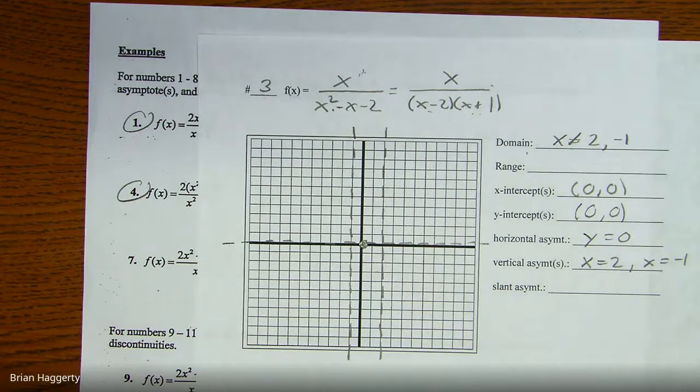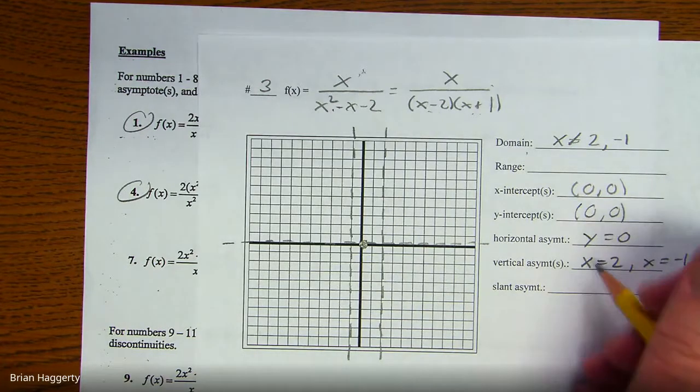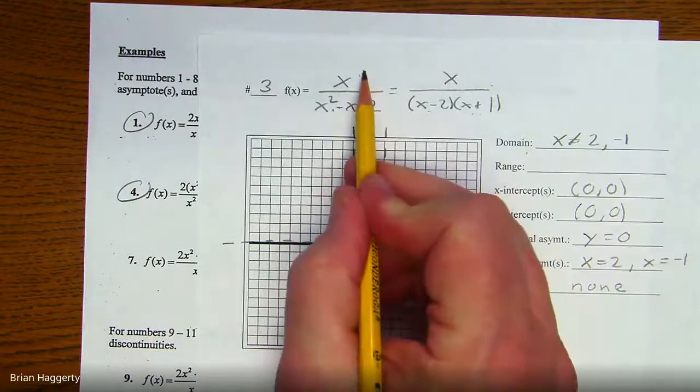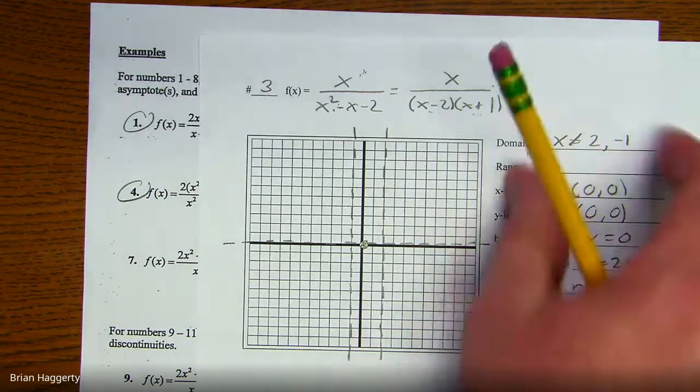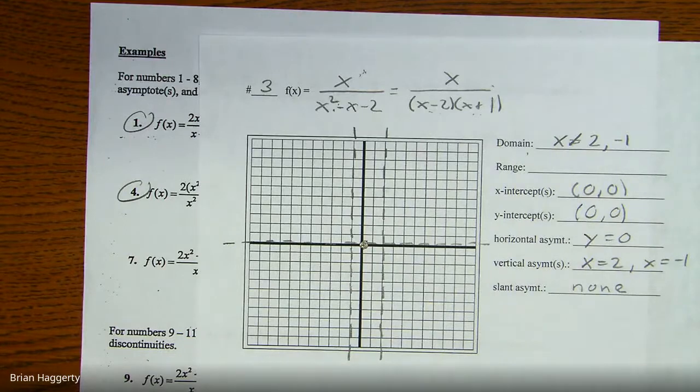Okay, if you have a horizontal, you can't have a slant. The slant is going to happen when the degree of the top is exactly one more than the bottom, and that will be one of the variations we get to tomorrow. And all of this stuff that I've done so far, these are things that you should be pretty quickly and efficiently identifying without relying upon your graphing calculator.